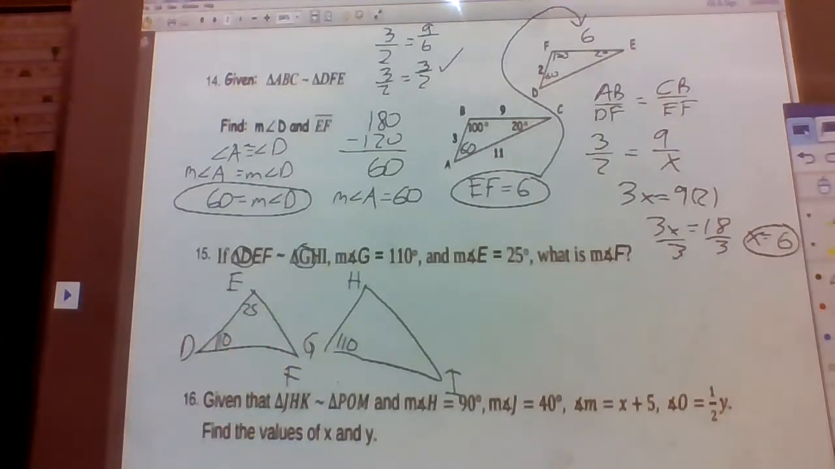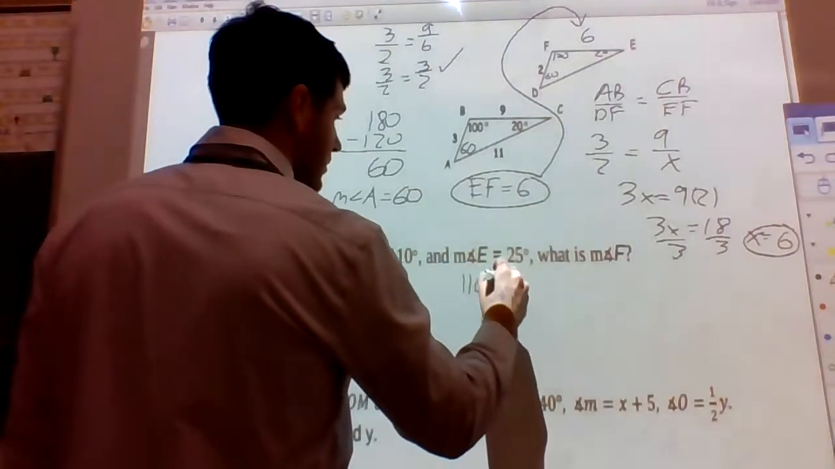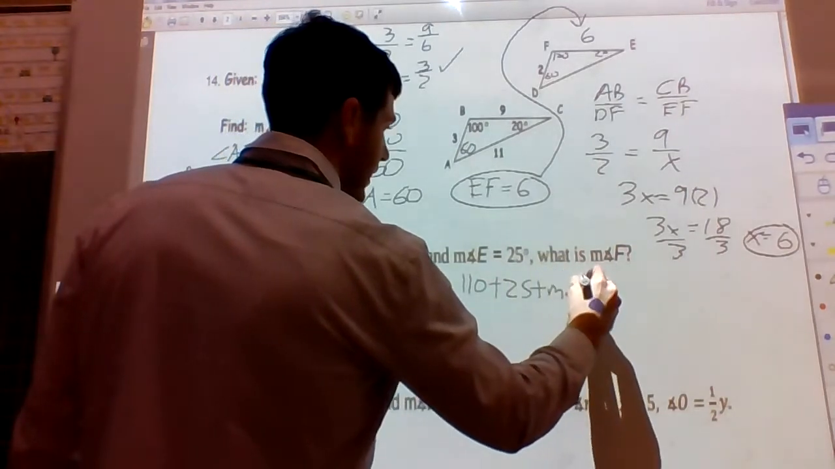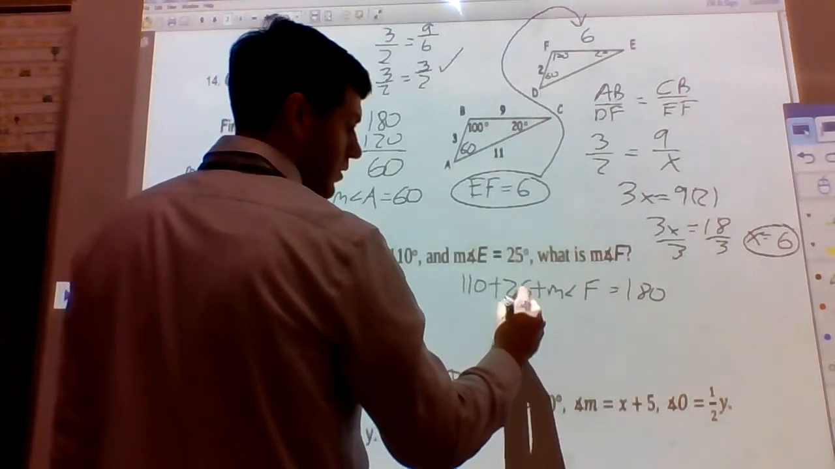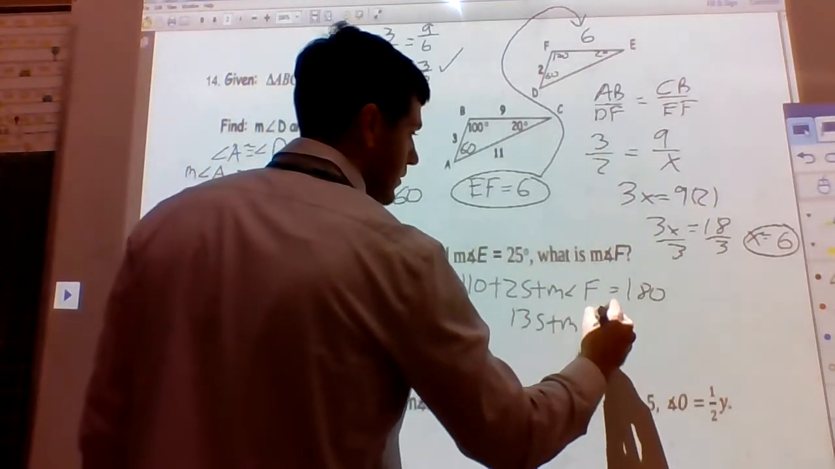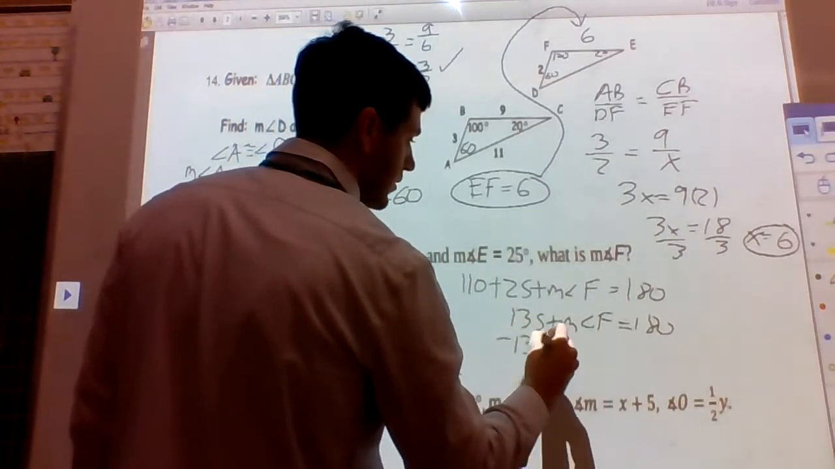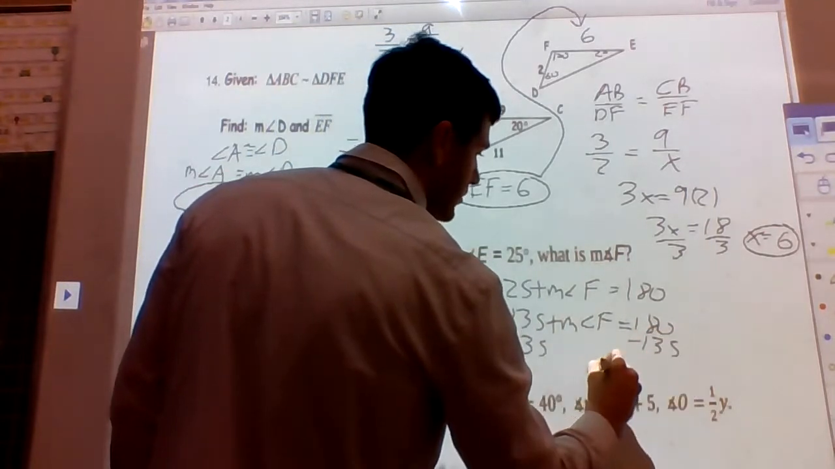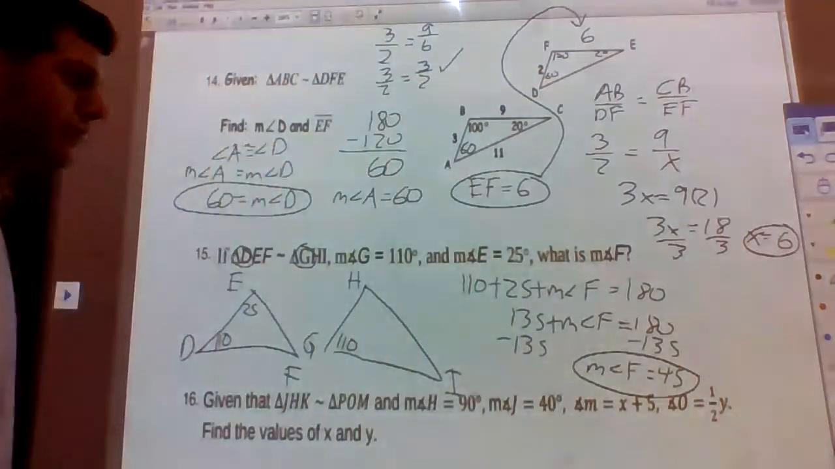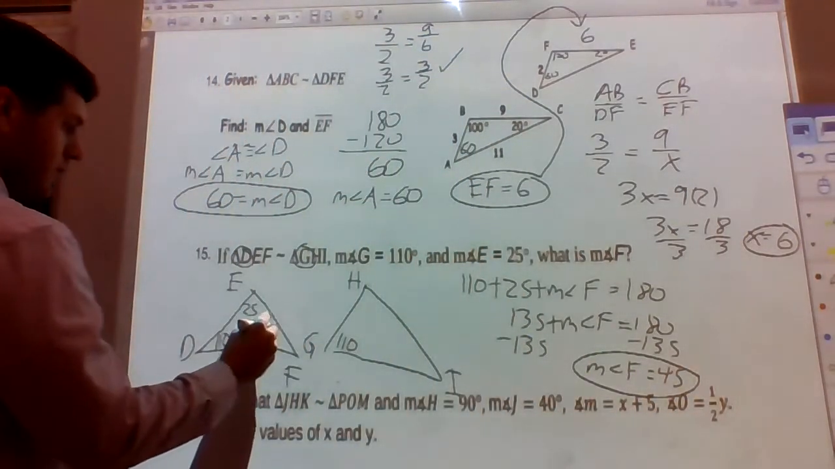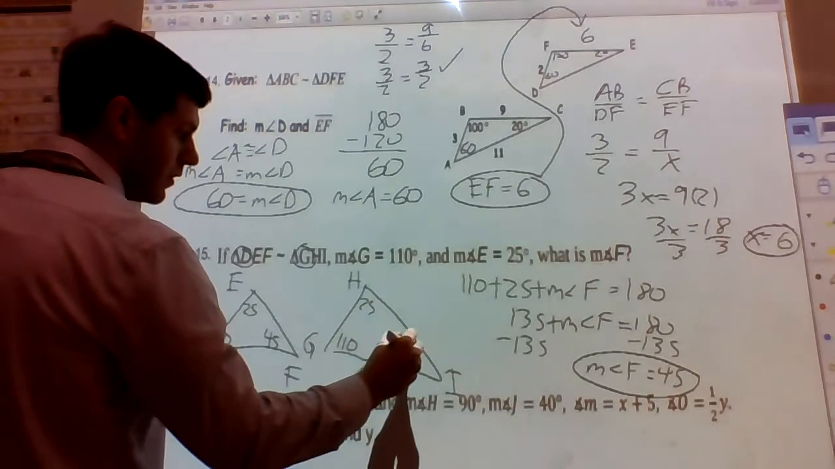And then what do we know the three angles of the triangle add up to? 180. Right? Triangle sum theorem. So we're going to have 110 plus 25 plus the measure of angle F equals 180. 110 and 25 is going to give us 135. Subtract 135. The measure of angle F is going to be 45. Right, and those three are going to add up to 180.